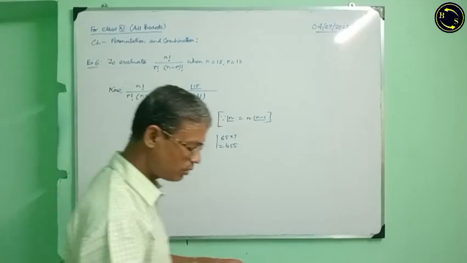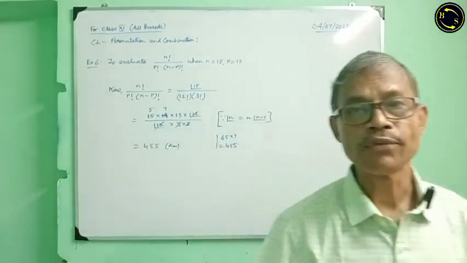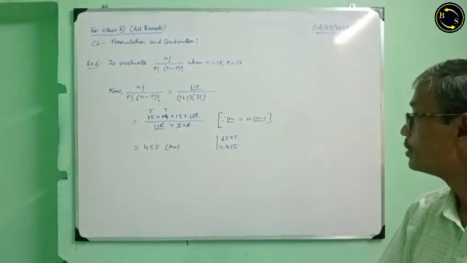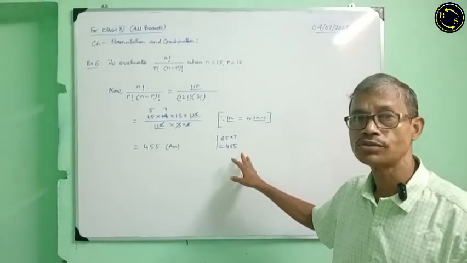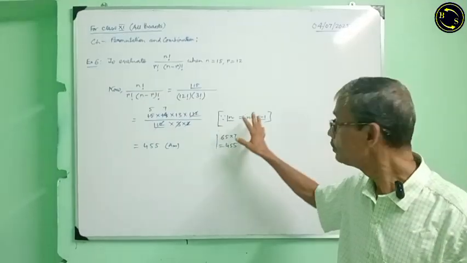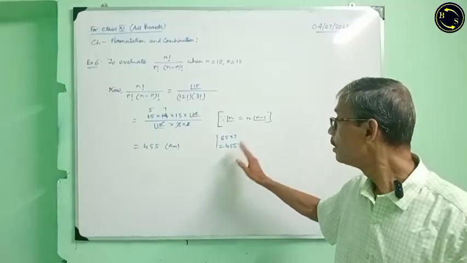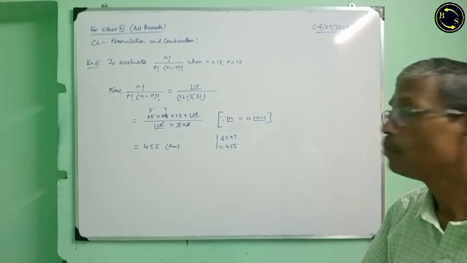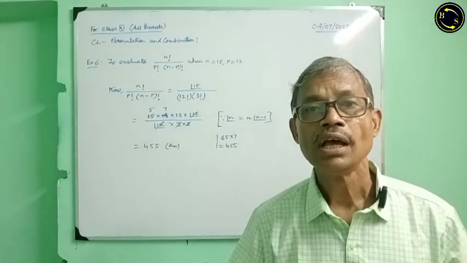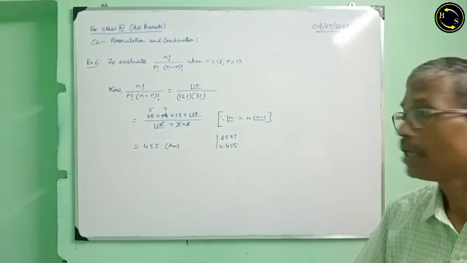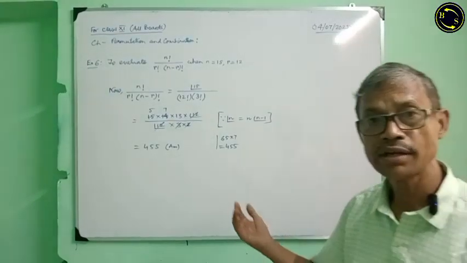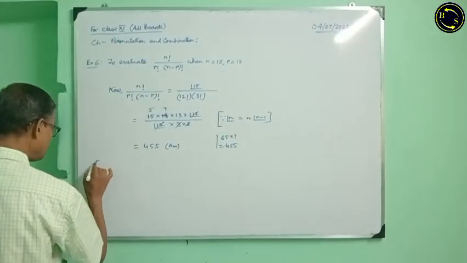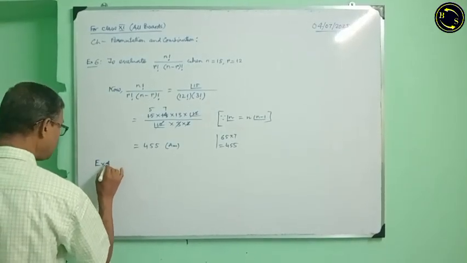I always suggest my students that you do rough work or calculation, that may be small or large, on the right side of the sum concerned. You see, I have calculated on the right side, then I have written. Students who will have the facility of using calculator, they can use the calculator and write down the value directly. Okay, then let us move to example number 7.